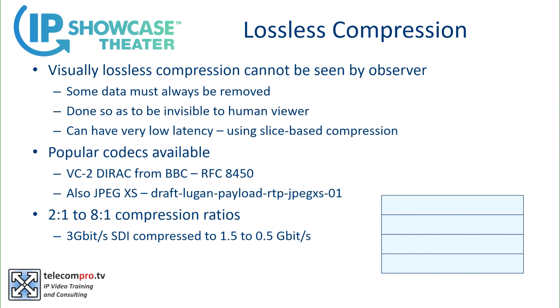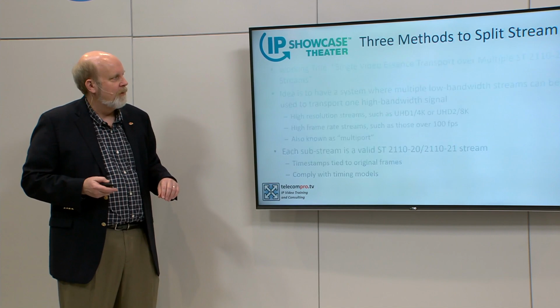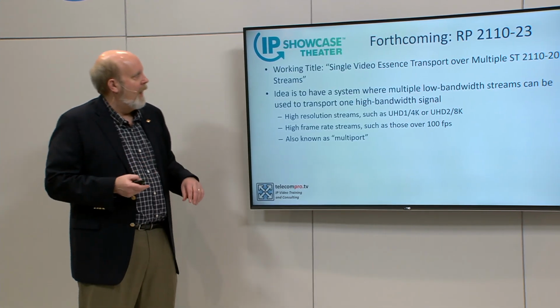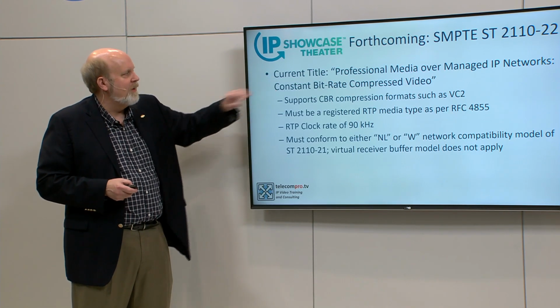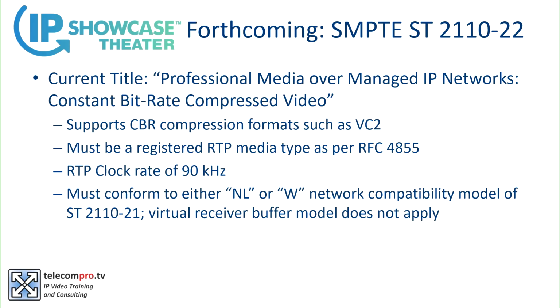And again, these usually are going to give you a modest amount of compression. It's going to take us down 2 to 1 to 8 to 1, just so we can fit more signals on a carrier, but visually lossless. So 2110-22 is constant bitrate compression and must be a registered format. That's why we have RFCs before. It's going to have a clock rate of 90 kilohertz, and must be either NL or W network compatibility, so we follow 2110. We want all our packet streams to be well behaved.